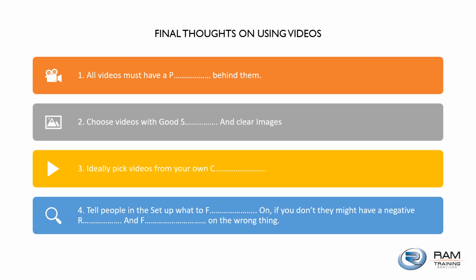Number 3 is ideally pick videos from your own country. It's okay occasionally to have videos from other countries, but you are going to come across different accents and different things to think about. And maybe different countries use different regulations and different policies, procedures, different methods of doing things. So ideally pick videos from your own country.